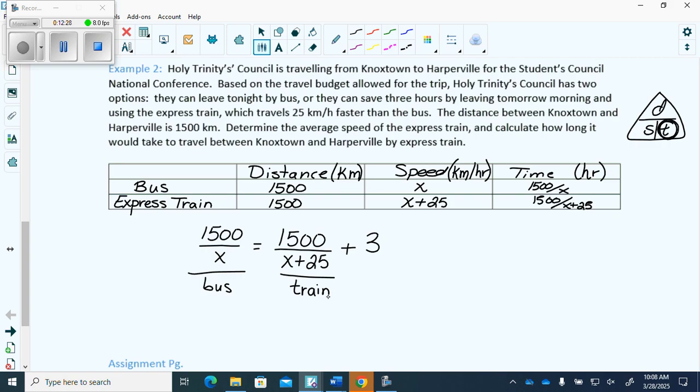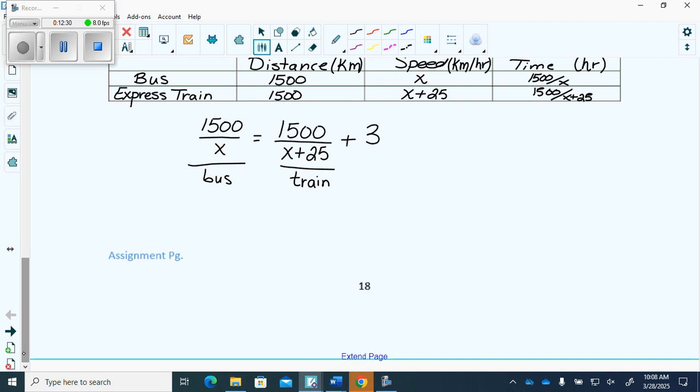So let's think about it in actual amounts. If the bus arrived in 6 hours, the train would arrive in how many? 3. So would subtracting 3 off of this make them equal? Which is what you guys do all the time? No, it doesn't make it equal. What do I have to do to this time? Add 3 to make it equal. Correct?